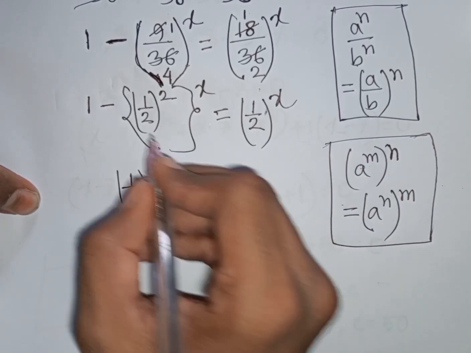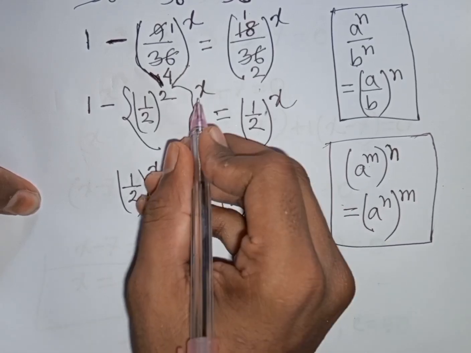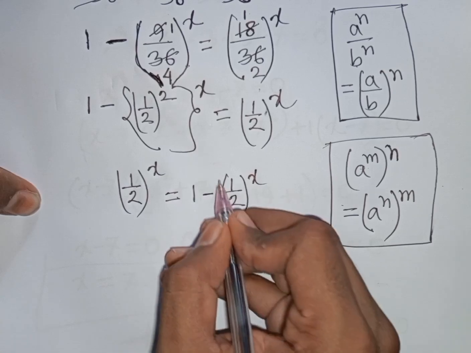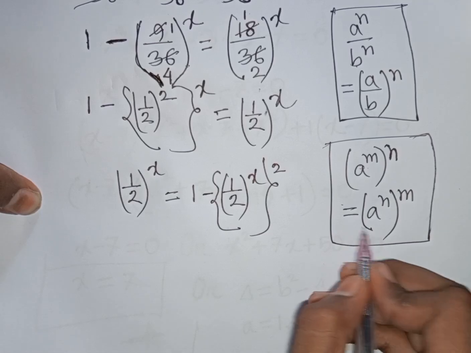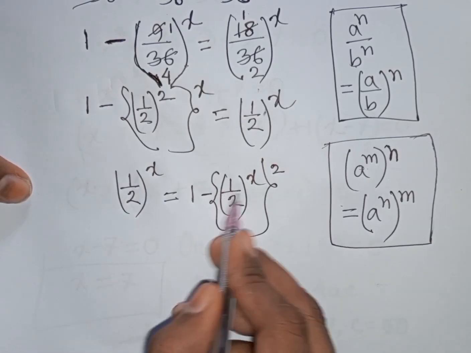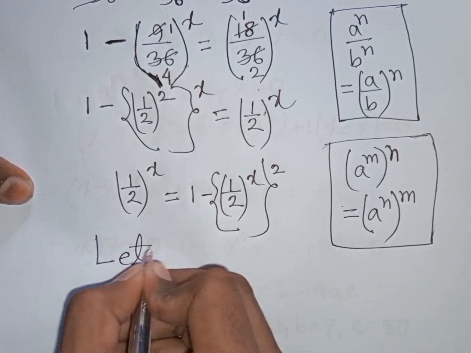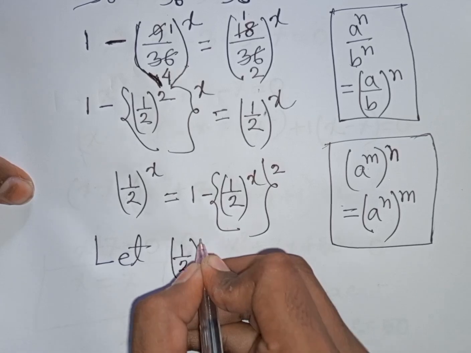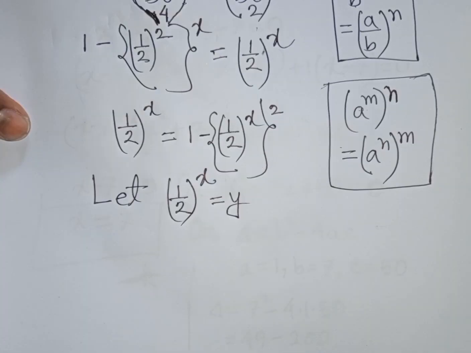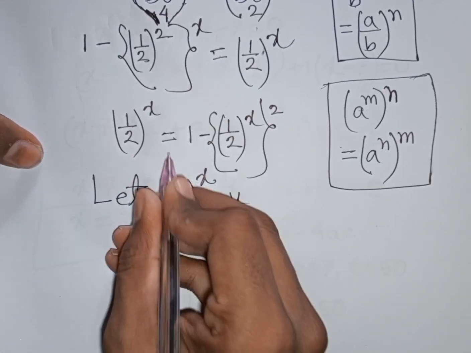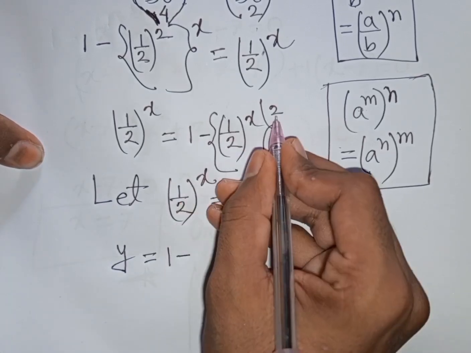So according to this rule, I can compare here (1 by 2) bracket power x, then second bracket power of 2. According to this formula, (1 by 2) bracket power x, (1 by 2) bracket power x, both terms are the same. So let (1 by 2) bracket power x be substituted by y. So our equation will be y is equal to 1 minus y square.